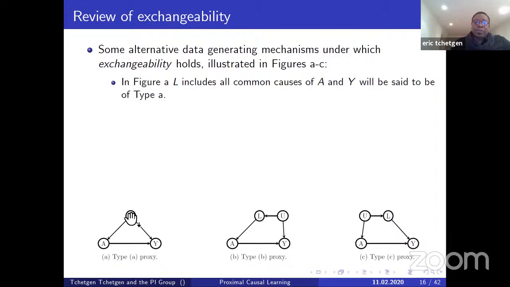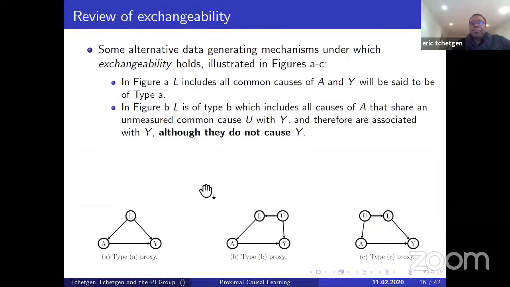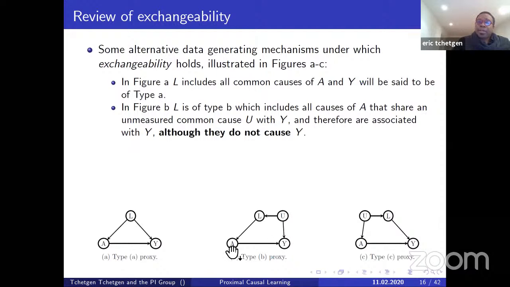Okay, using this separation criteria in graphical causal models, you can identify the causal effect of A on Y. In figure B, L is of type B, which includes all causes of A that share an unmeasured common cause U with Y, and are therefore associated with Y, although they do not cause Y. So here, L is not a cause of Y, but it's a really good proxy of the actual unmeasured confounding variable. It's kind of an ideal proxy in the sense that it blocks all paths from U to A, and therefore allows you to identify the average causal effect.